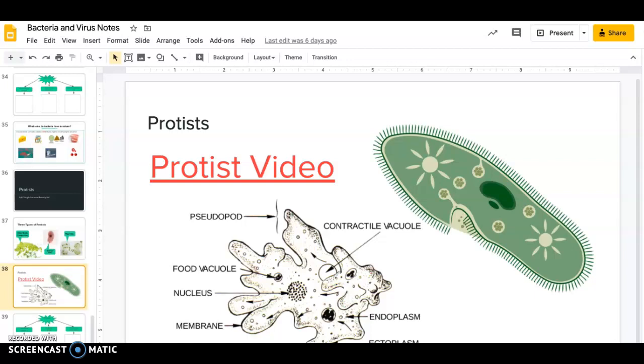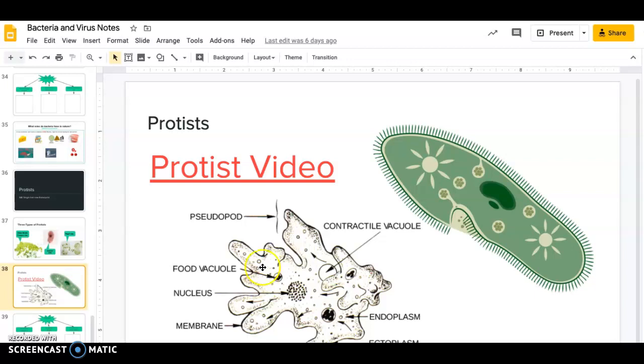And then the other thing is that they have actual organelles like you do. You can see here that they have a contractile vacuole for food. They have their nucleus. They have food vacuoles, lysosomes, things like that. Chloroplasts. So these are all things that we learned about earlier in the year. And protists have those. So they're kind of like a single-celled version of bigger things.